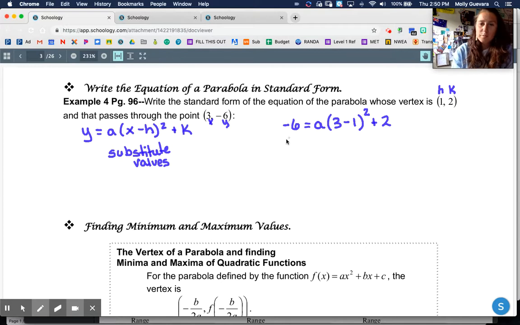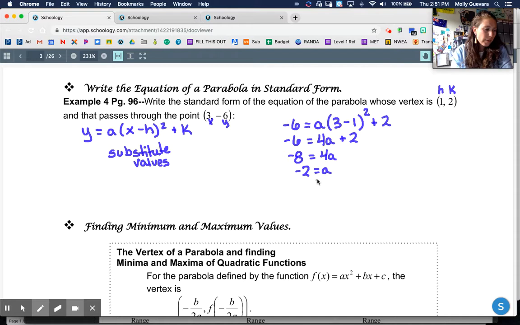And let's just simplify. So negative 6 equals 3 minus 1 is 2. 2 squared is 4. So this is 4a plus 2. Subtract my 2, I get negative 8 equals 4a. So negative 2 equals a.